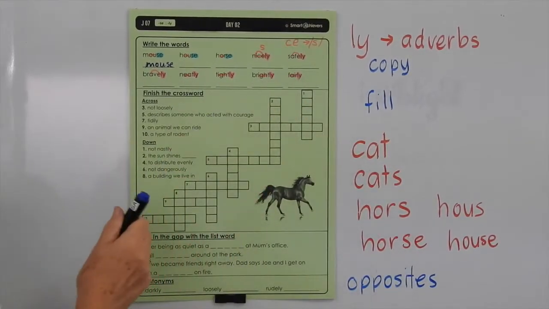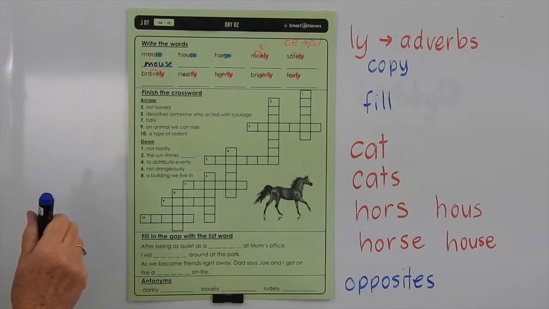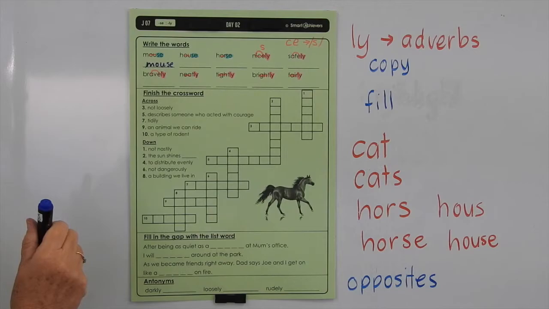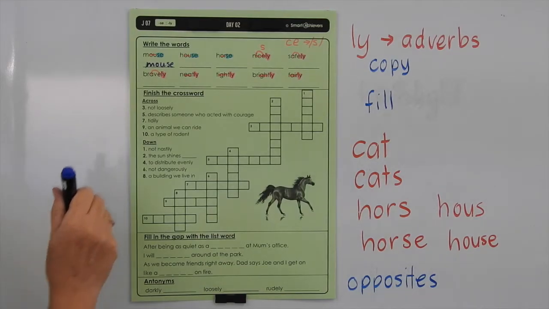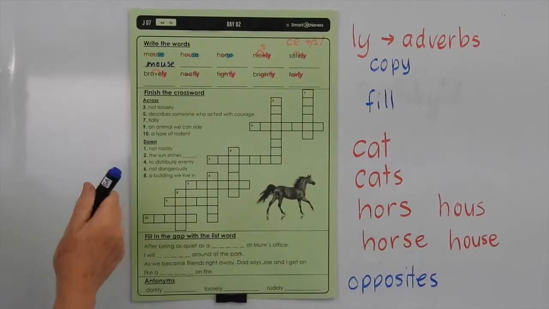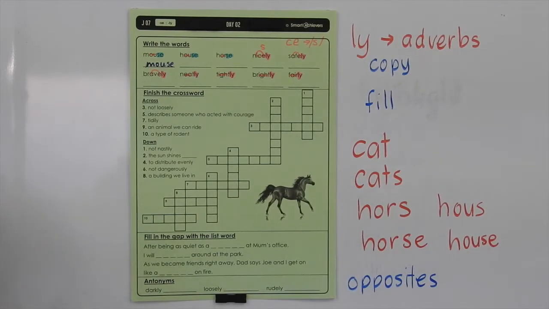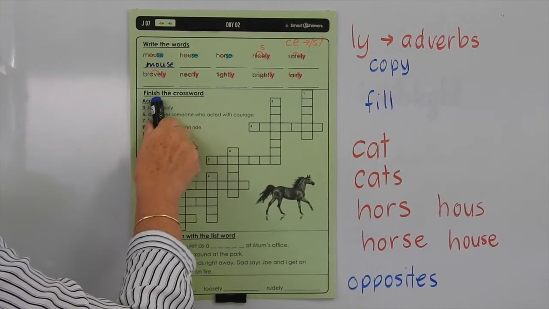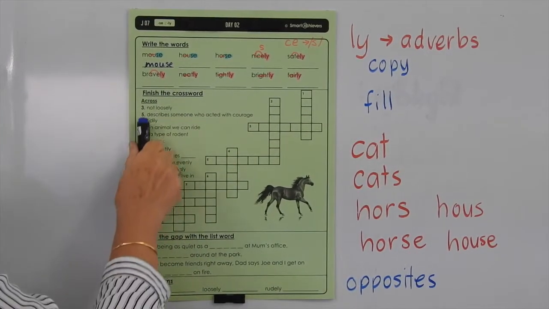Fairly is when you play nicely with someone, so you're a fair person, so you play fairly. And if you had lollies or something, you might divide them up so that everyone got the same number. So let's have a look at what the clues are in our crossword.